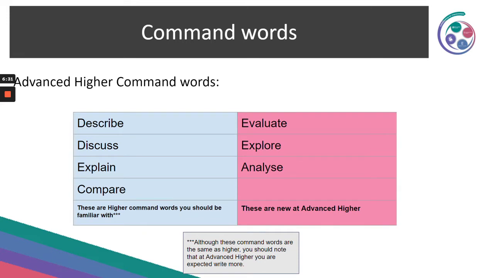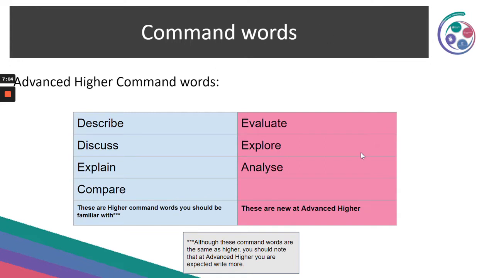Here are all of the Advanced Higher Business command words. The blue column is the command words that have been carried over from Higher Business, and you should be familiar with them. We're going to go through them anyway, just to reiterate what they mean and what's expected, but just be aware that although these have been carried over from Higher Business, because they're at Advanced Higher, you are expected to write more. What would consist of a described question at Higher Business, you're going to need a bit more at Advanced Higher because there's more course content.